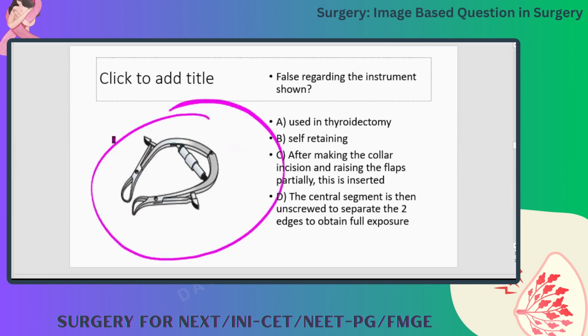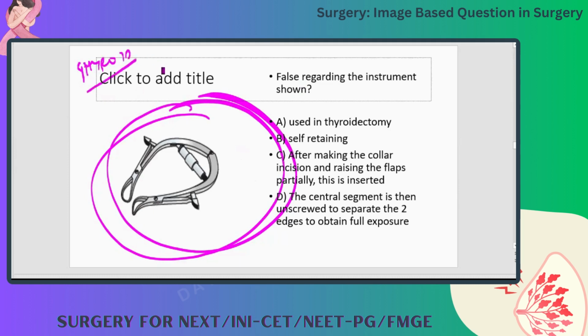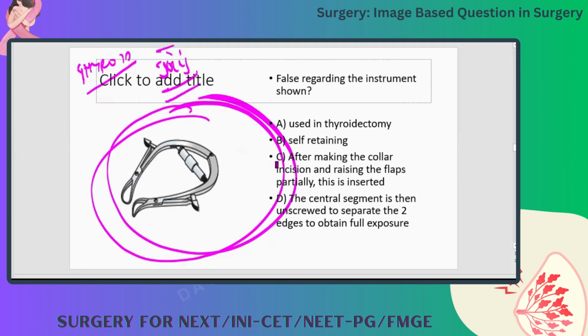And this one is used in which surgery? This is also a retractor. This is used in thyroid surgeries. It is known as Joll's thyroid retractor. And what is the advantage of this? It is a self-retaining retractor. What is the meaning of self-retaining? Once you fix it, it does not just come out.